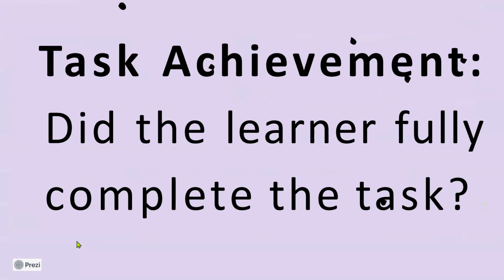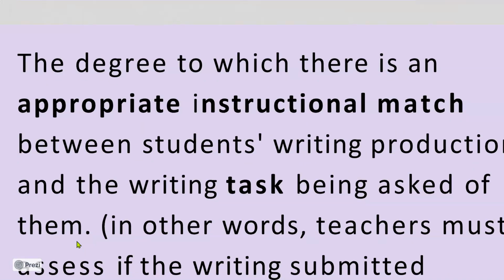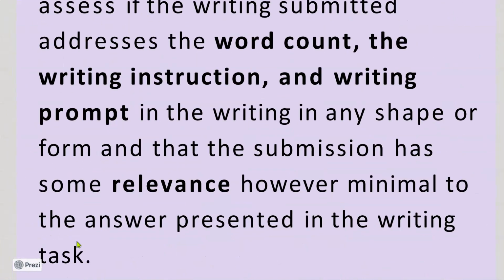That is done in Task Achieve, and we ask the question, did the learner fully complete the task? We break that down because we want to explain that that means the degree to which there is an appropriate instructional match between the student's writing and the writing task being asked of them. So in other words, does the writing submitted address the word count, the writing instruction, and the writing prompt?